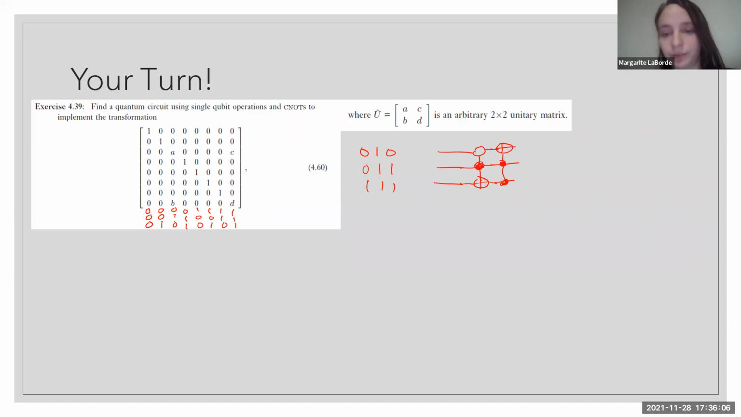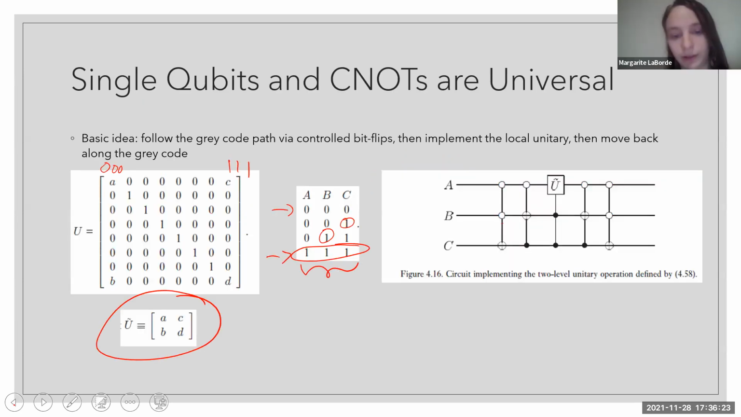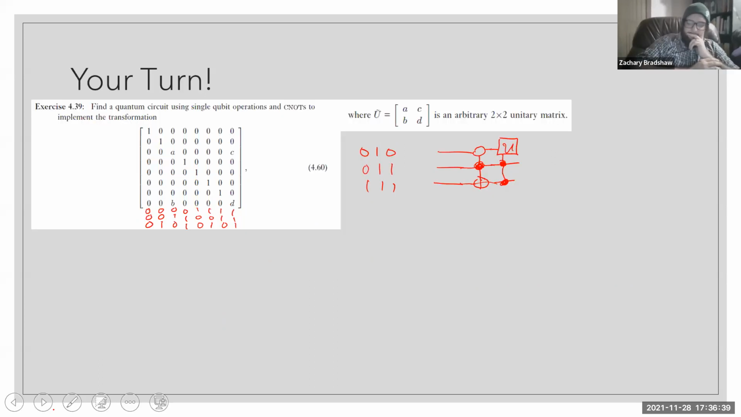So the unitary should be on your first qubit. I think you actually do the unitary here, like so. If we go back, there are 4 elements in the gray code, but there's only 2 here. Okay, I see. So your last step, you're implementing this one. You're skipping the first step, assuming this is what's going on here, and then you're going through. Then you undo it.